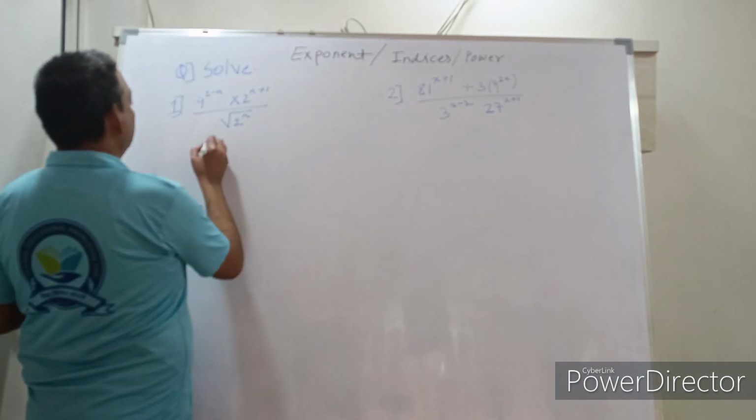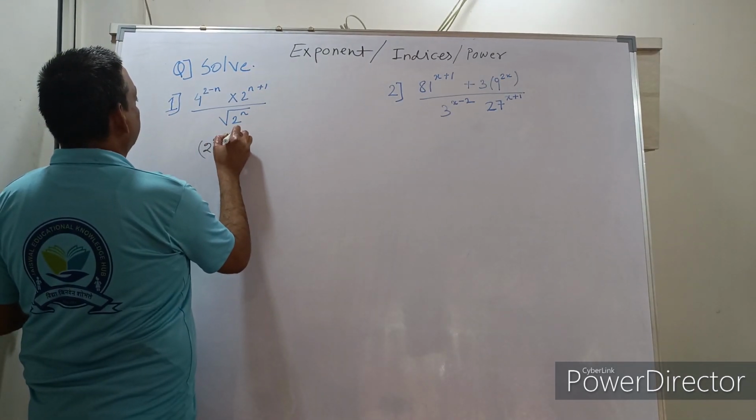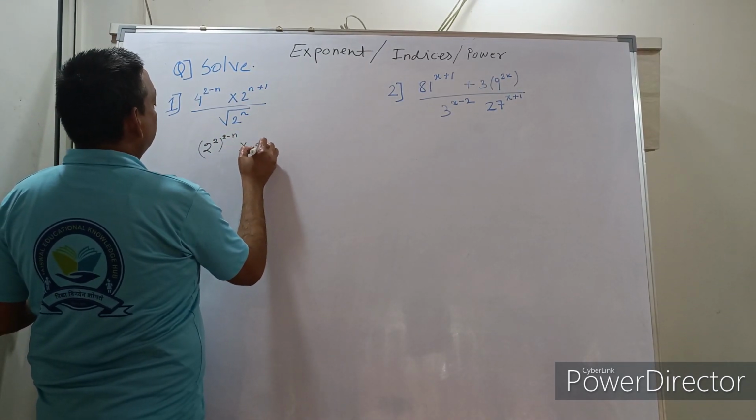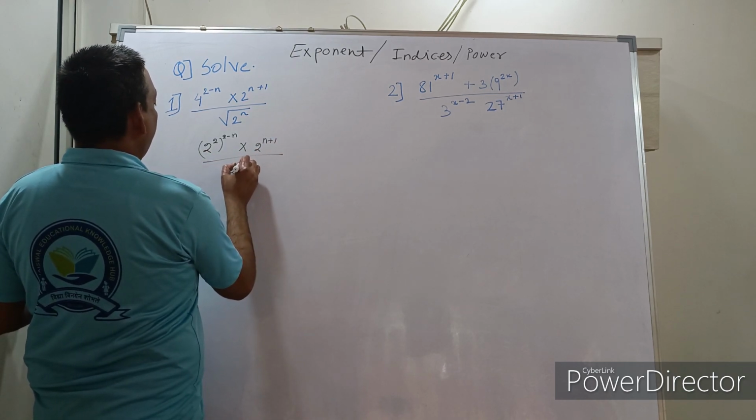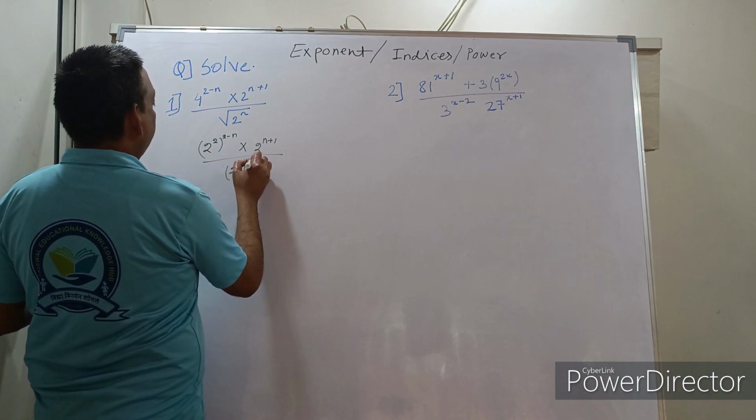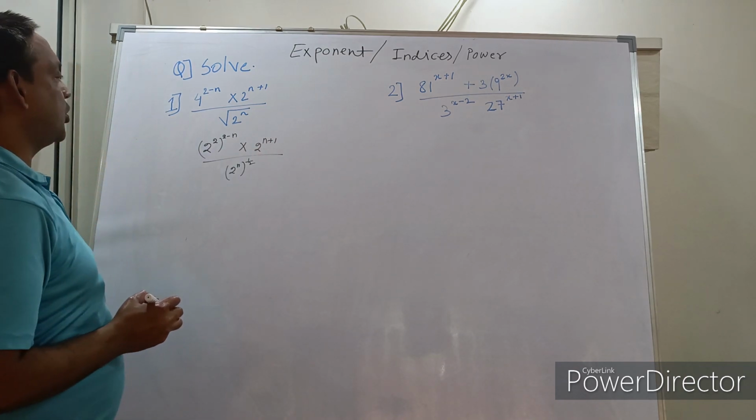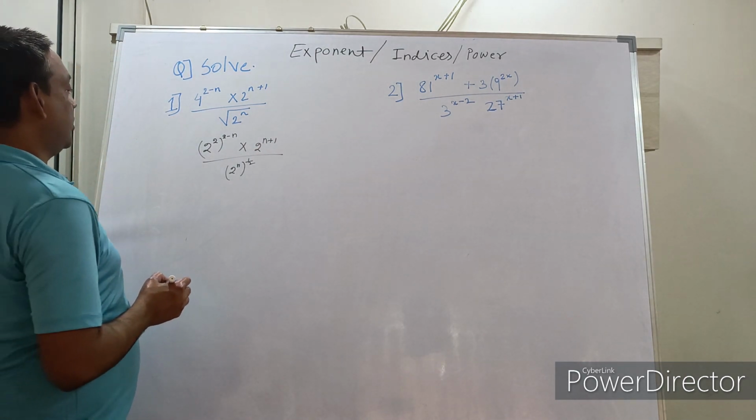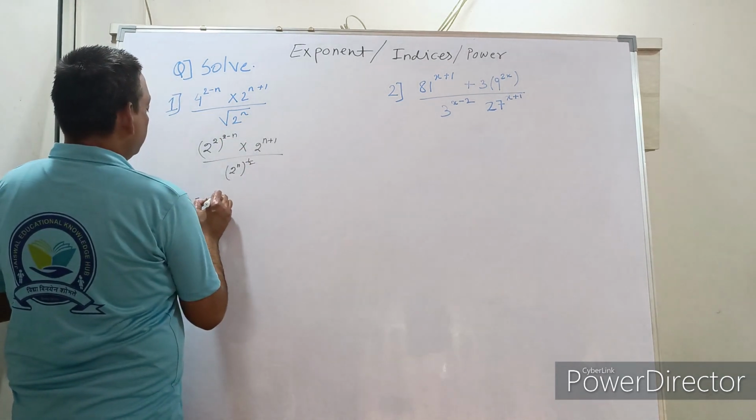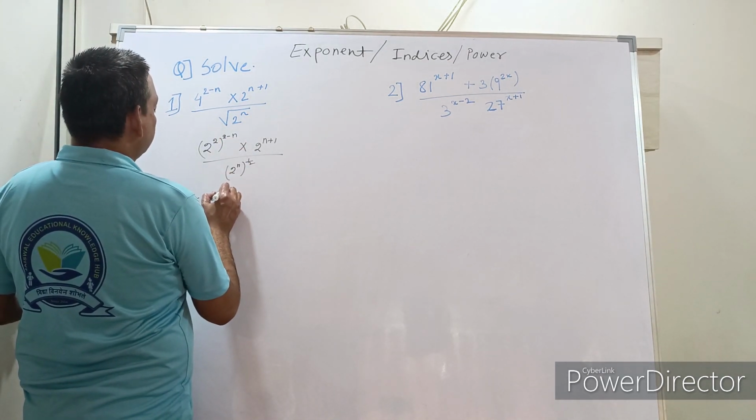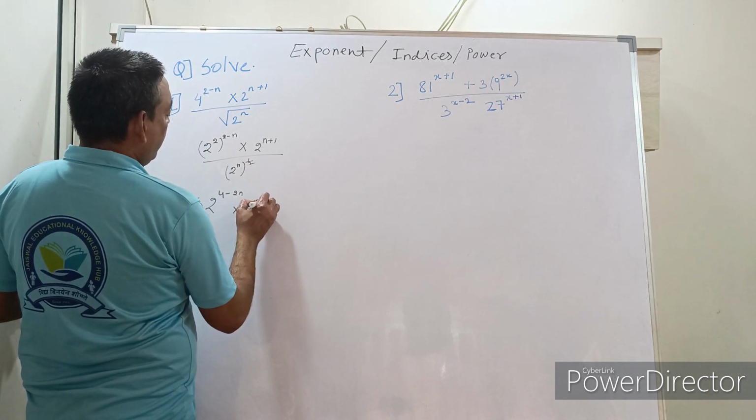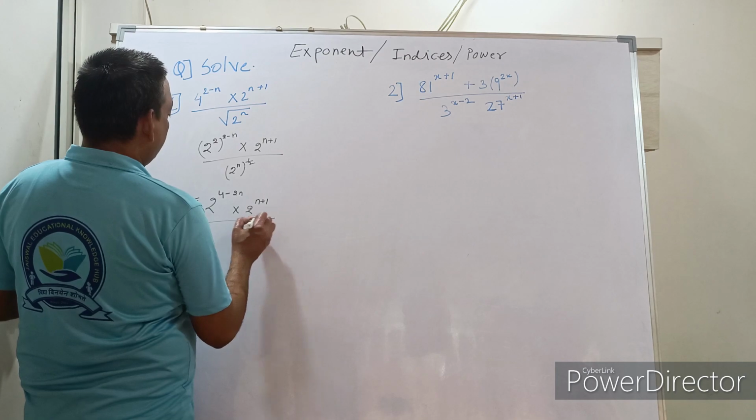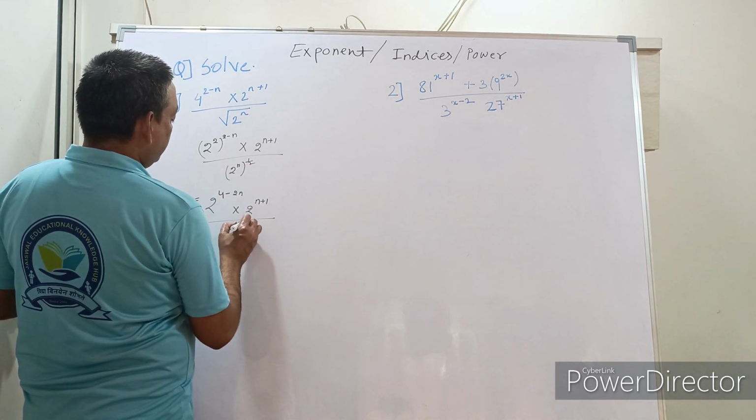So this will be 2 raised to 2 whole thing raised to 2 minus n multiplied by 2 raised to n plus 1 whole thing upon 2 raised to n raised to half. Okay, step by step, because the square root is nothing but raised to half. So this becomes 2 raised to 2, 2 is 4, minus 2n multiplied by 2 raised to n plus 1 whole thing upon 2 raised to n upon 2.